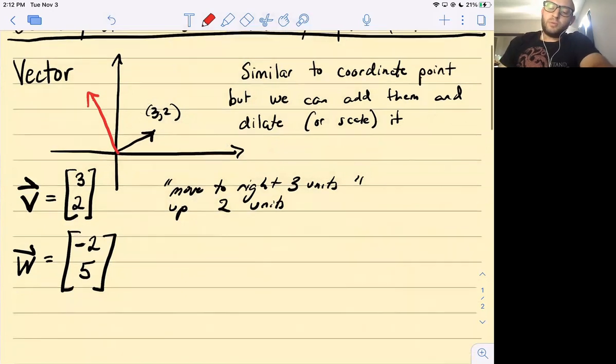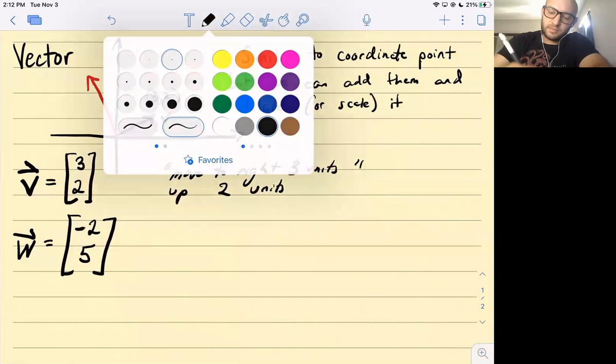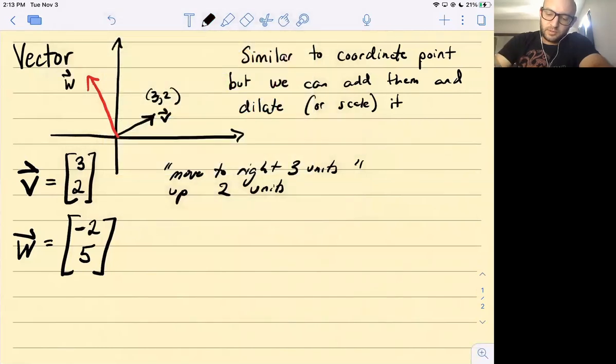So can anyone tell me how we could think about V plus W? This is V. This is W. What could we do if we did V plus W? What would that come out to? If you walk along the arrow V and then from where you are at V, you walk along the arrow W, where would you end up? Nice. Yes, Lily says you'd end up at (1, 7).